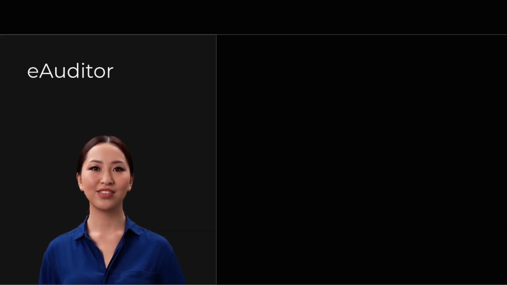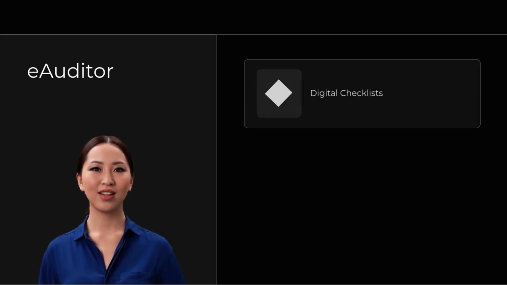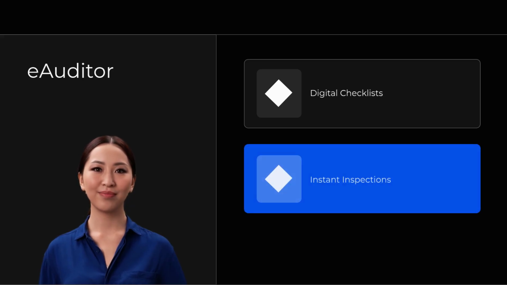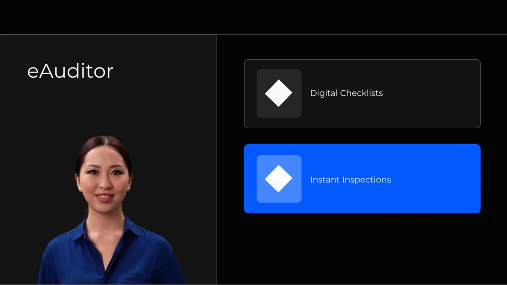eAuditor replaces paper checklists with a digital-first approach. Use ready-made templates to start inspections instantly. Capture photos and assign tasks on the go. Generate clear reports in minutes. Customize checklists to fit your farm's unique operations.